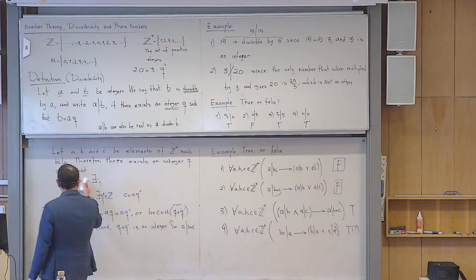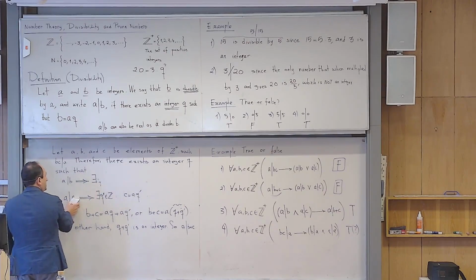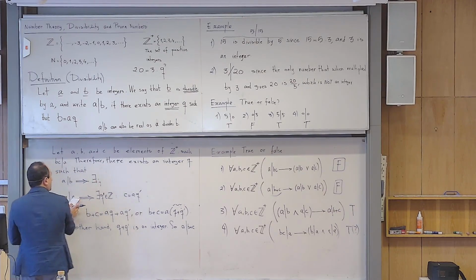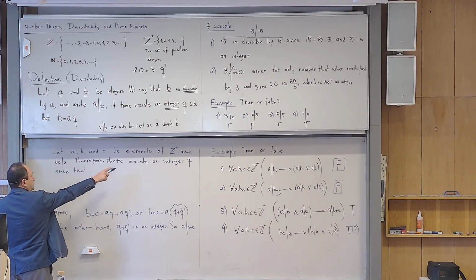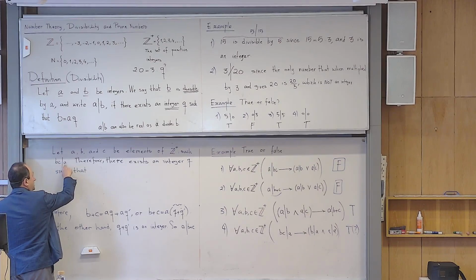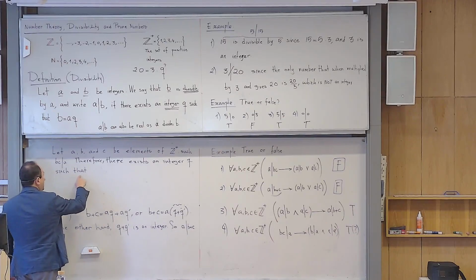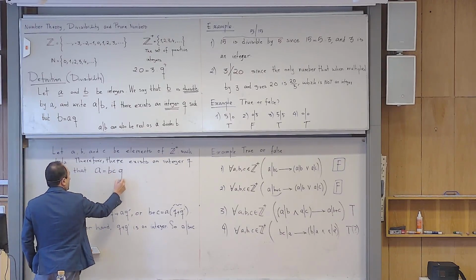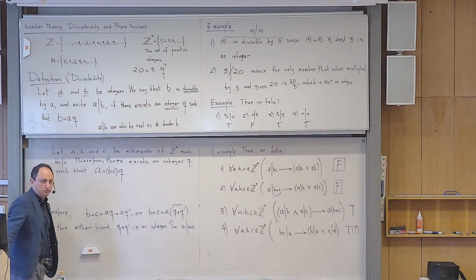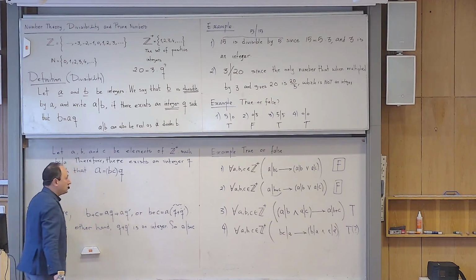So you see, last time I used mathematical symbols, but usually this is the way that you see them in articles. Okay, so let A, B, and C be elements of Z plus such that BC divides A. Therefore, there exists an integer Q such that the right-hand side is equal to the left-hand side multiplied by Q. Yes? Okay. Now, how can I conclude that?